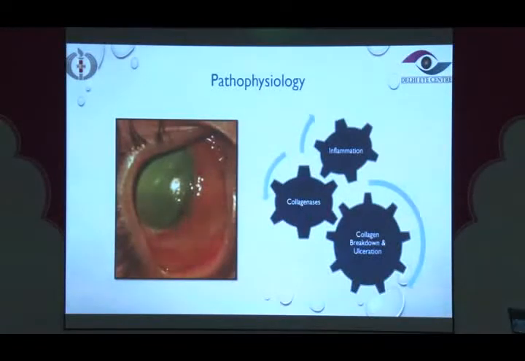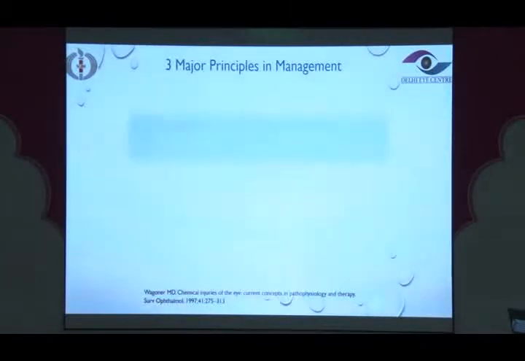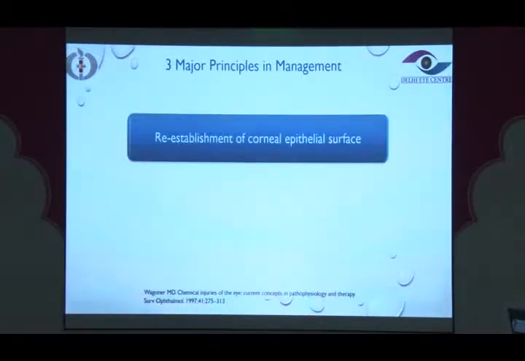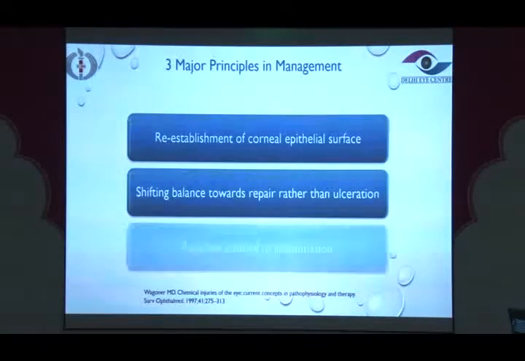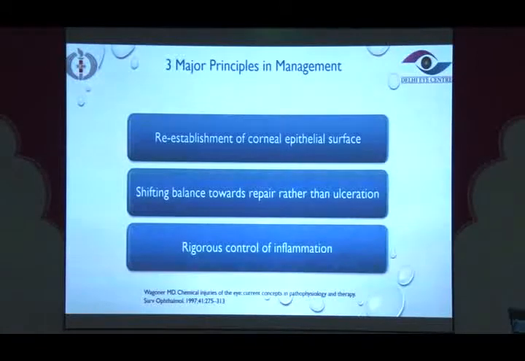So what really goes on in chemical injury? There is inflammation, collagen breakdown, and ulceration. So we need to stop this process, the cycle that has set in. So the principles in management include re-establishment of an intact corneal epithelial surface, shifting the balance towards repair rather than ulceration, and rigorous control of inflammation.